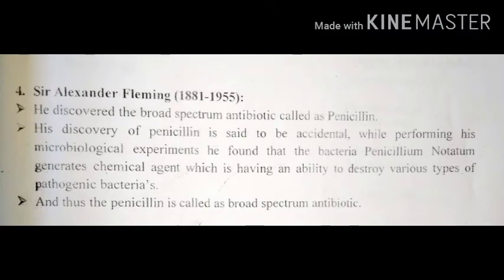The fourth microbiologist that we have to study is Sir Alexander Fleming. Sir Alexander Fleming discovered the antibiotic called penicillin. The discovery of penicillin was accidental, because when Sir Alexander Fleming was performing his microbiological experiment, he found that there was one organism, Penicillium notatum, that was generating a chemical agent which was destroying various pathogenic bacteria. Pathogenic bacteria are the bacteria that cause diseases in human beings. And thus penicillin is called a broad-spectrum antibiotic.